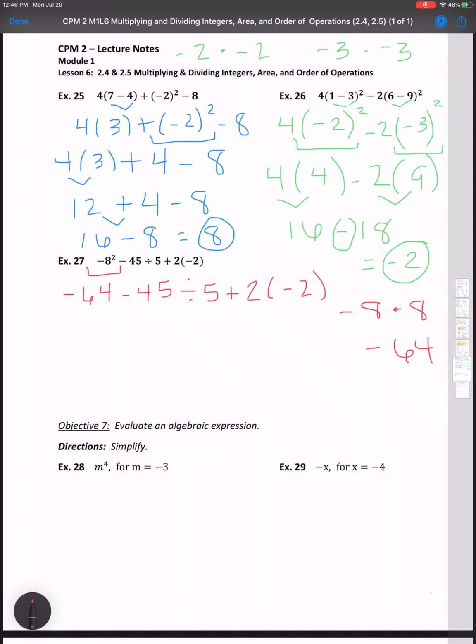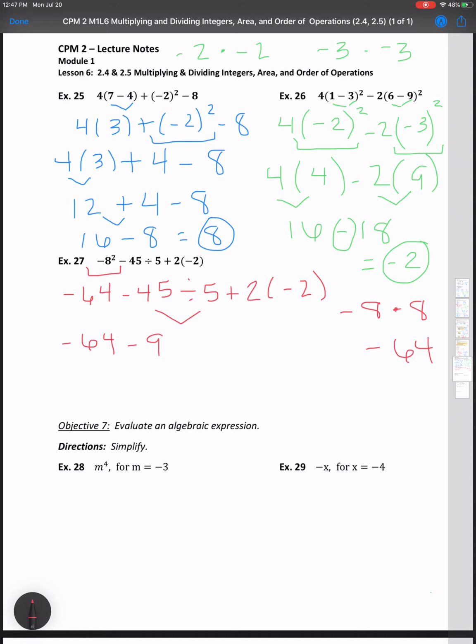Okay, next step after exponents is multiplication and division. And remember, work it left to right. What do you see first? Division, do that first. So bring down negative 64. I'm not ready to use it yet. I need to divide. Negative 45 divided by 5. Signs are different, so it's going to be a minus. 45 divided by 5 is 9.